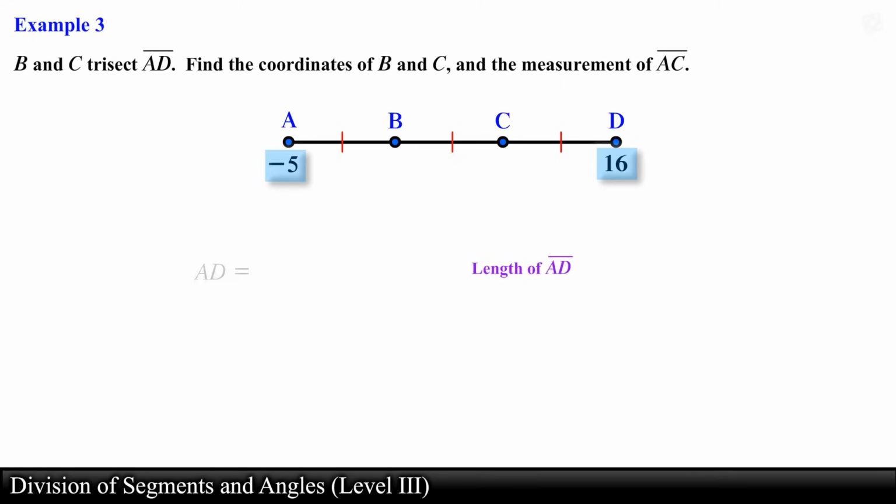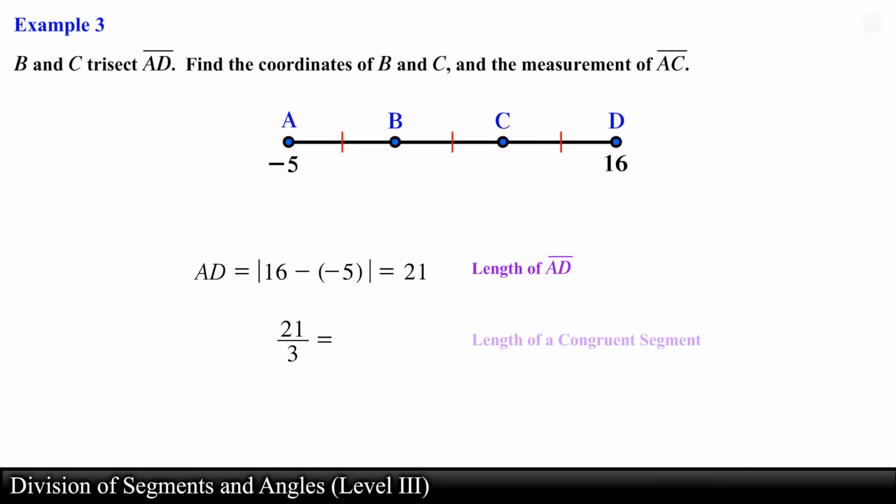In this case, the length of segment AD is equal to the absolute difference between the coordinates of point D and point A, which is equal to 21. Now that we know the length of segment AD, we go ahead and divide this length by 3 to obtain the length of each congruent line segment. In this case, each line segment will have a length of 7. With this length, we can now determine the coordinate of point B and point C.